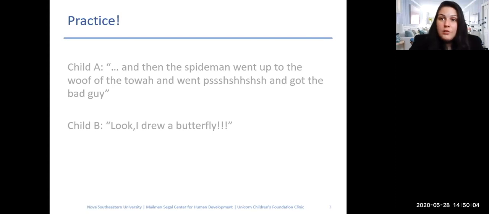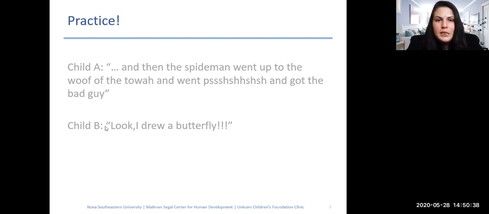Okay, so now that you got that in your head, I'm going to do it my way, but again, this can be done in various ways. You can either repeat back or you can paraphrase. So the parent would say, "Oh, wow, so the Spider-Man went up to the roof of the tower and he got the bad guy." So here, what am I doing? I'm paraphrasing what he said. I'm correcting roof to roof and tower to tower, right? I didn't really focus on the psh, that was more of a sound effect, but I did paraphrase that I understood Spider-Man got the bad guy, right?